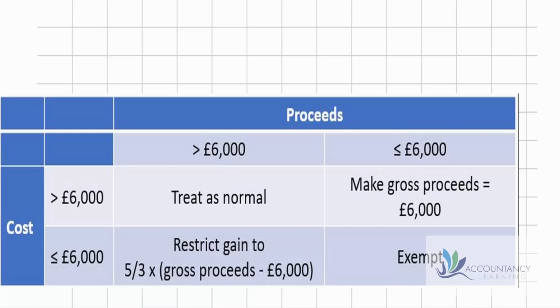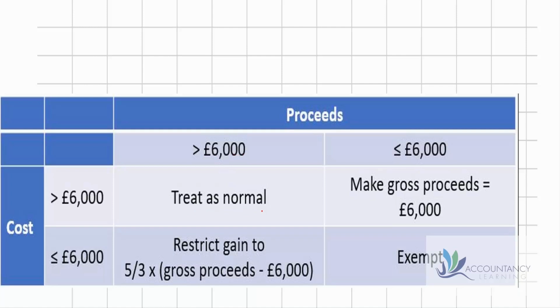So you see on the top of the table, we've got our proceeds, and then on the left of the table, we've got the cost. So let's look at each of these area by area. If we start off, what if we have proceeds of more than £6,000? So we make a lot of money on this, and the cost was more than £6,000 in the first place. So this is for big assets, in which case we would treat these assets as normal and work out the capital gains.